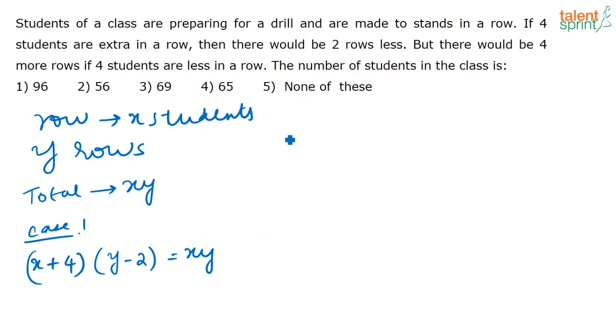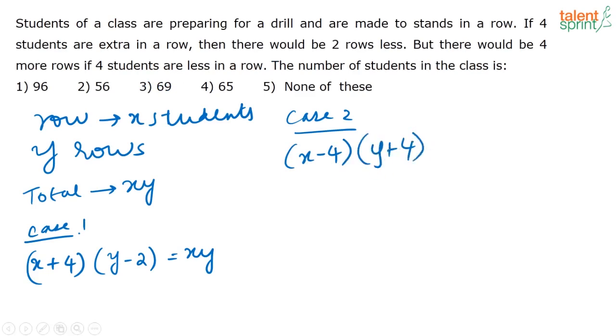Now there is one more case that they have given, that is case 2, where there are 4 more rows when 4 students are less in a row. So what does that mean? If the number of students in a row is less by 4, we are having 4 more rows. Now this product is also equal to xy, correct? There are 2 equations and 2 unknowns. Just solve and find the value of x and y. Now if you expand this, I think this is very easy. You can do it on your own. xy minus 2x plus 4y minus 8 is equal to xy, right?